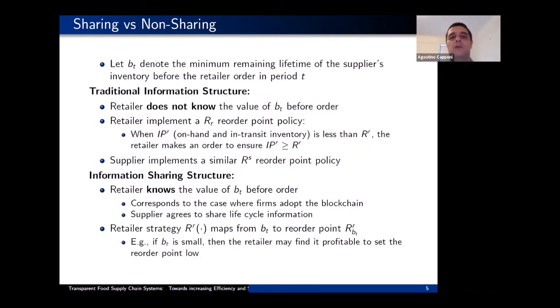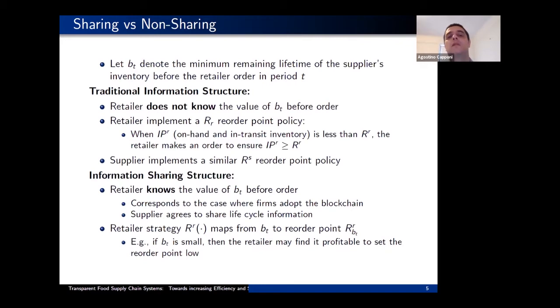Okay, so now the question is, should we share or not share information, and does information sharing help? Like in this simple model, we look at BT, which is a key quantity, which depending on whether or not we use blockchain will be shared or not. And this is the minimum remaining lifetime of the inventory of the supplier before the retailer places an order in the period T. Now, traditionally, if we don't use the blockchain, this value of BT will be unknown to the retailer. So this is only private information from the supplier. The supplier basically knows what's the remaining lifetime of his inventory, but the retailer doesn't.